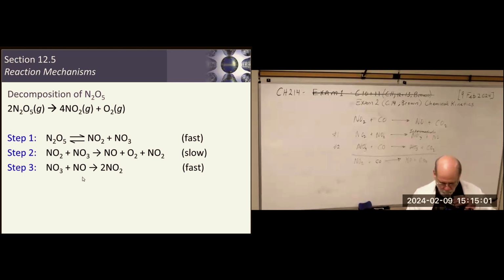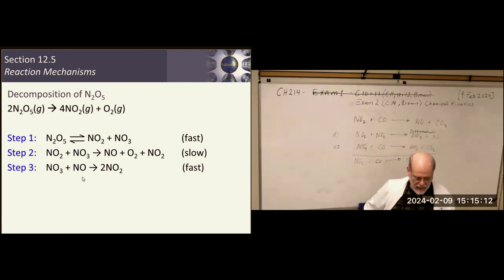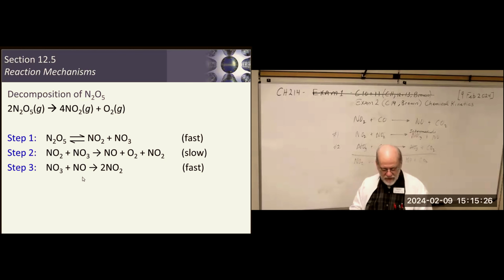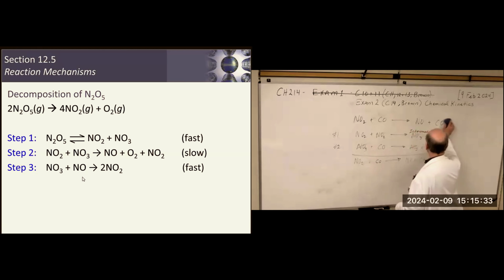All right. So for the decomposition of N2O5, we have the overall reaction there. 2 N2O5s yields 4 NO2s and oxygen. And the mechanism is proposed. N2O5 is in a fast equilibrium with NO2 and NO3. So that's what that double barbed arrow means. Plus, it tells us that it's a fast reaction. So it's often referred to as a fast equilibrium.